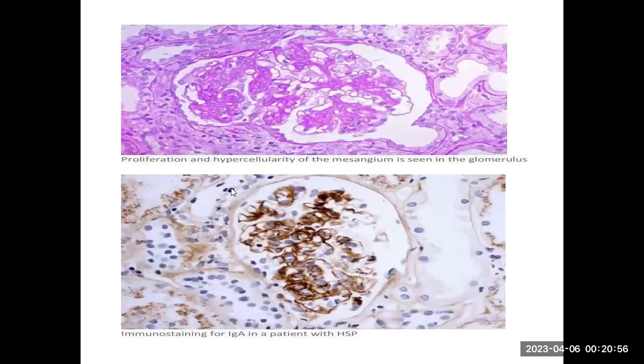As you can see here, there is proliferation and hypercellularity of the mesangium between the capillaries. These dark eosinophilic areas indicate hypercellularity of the mesangium. And this is the immunofluorescence staining showing IgA. But focus here on the hypercellularity of the mesangium, and this is characteristic in IgA nephropathy.